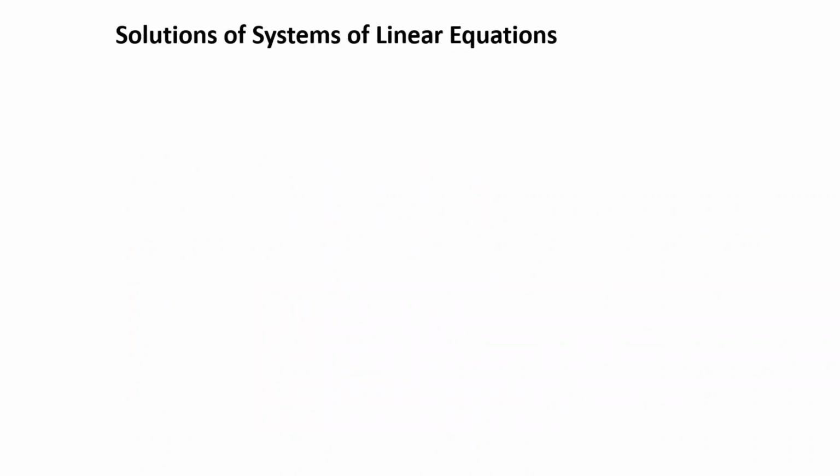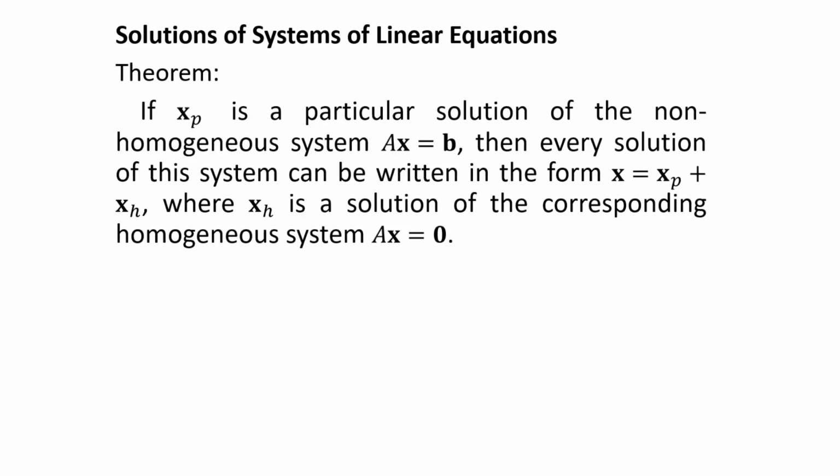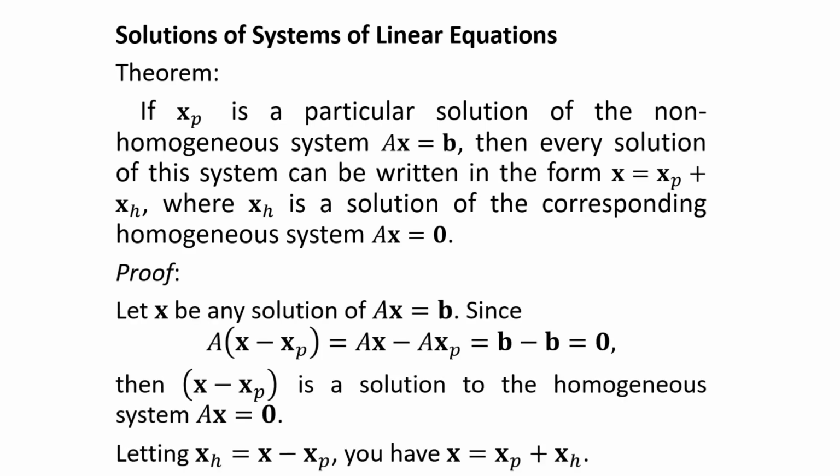Now let us have the theorem on solutions of systems of linear equations. If x sub p is a particular solution of the non-homogeneous system Ax equals b, then every solution of this system can be written in the form x equals x sub p plus x sub h, where x sub h is a solution of the corresponding homogeneous system Ax equals 0. For the proof, we have the proof first.